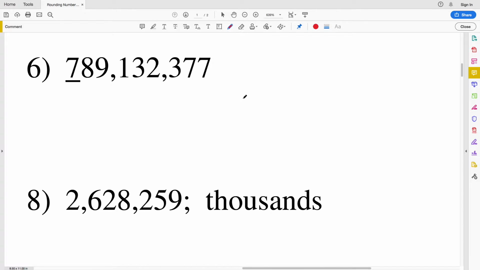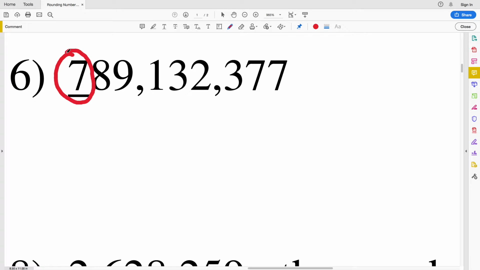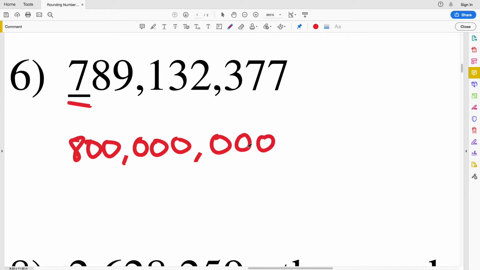In number 6, we're dealing with the number 789,132,377. And we are rounding to the nearest 100 millions place. So this number falls between 700 million and 800 million. However, in order to figure out which one we need to round to, we're going to look at that previous place, which if we're rounding to the nearest 100 million, that's the 10 millions place. And because that number is an 8, we're rounding up. So as opposed to leaving this number as 7, it will become an 8. So this will be 800 million. That's the number that we round to.